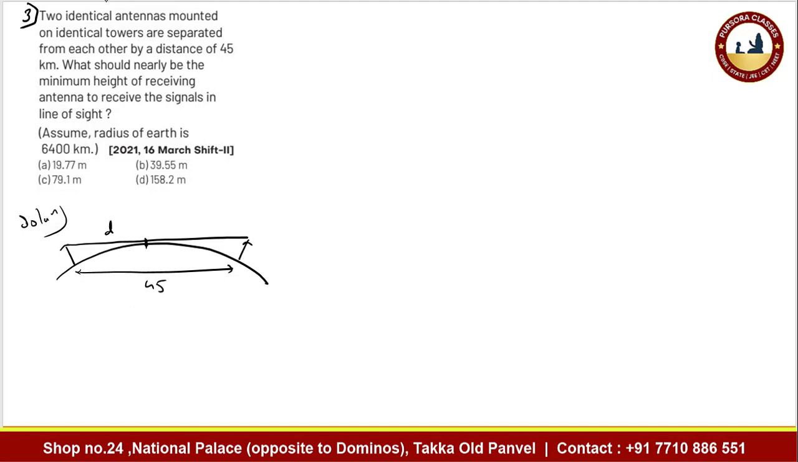So if we take this distance as small d, small d is under root 2hr. This is also under root 2hr. Now remember, let both the heights of the antennas be the same because they are identical. So this total distance we take as capital D. From here, capital D will be equal to 2 into small d, that is 2 under root 2hr.